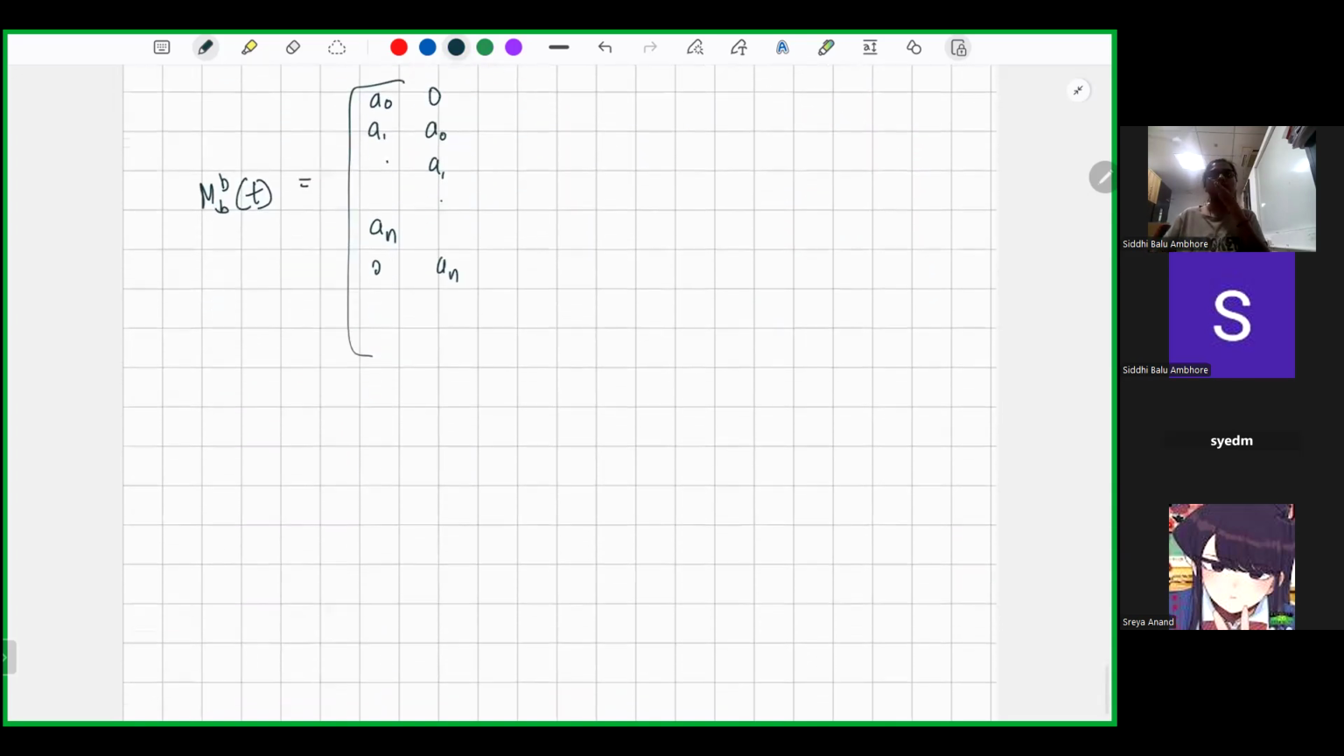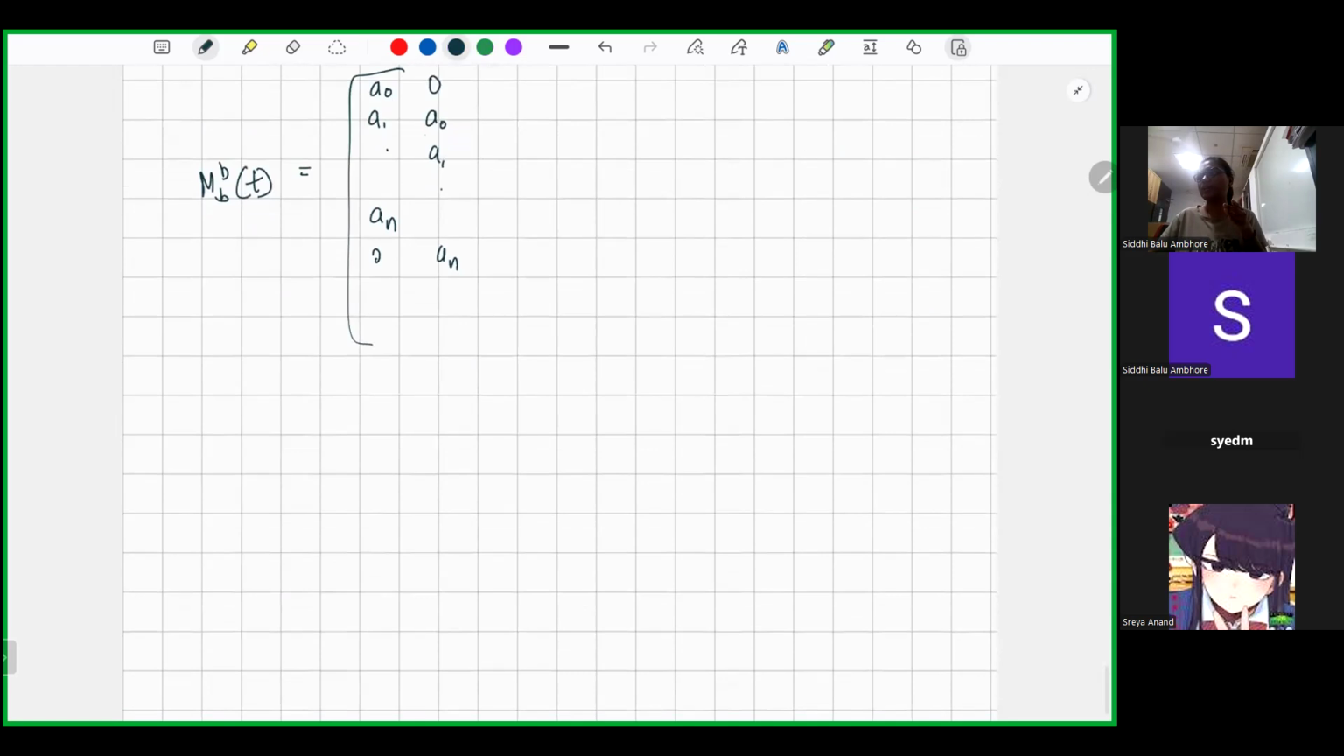Do you understand how it is? It is just a block of these: A naught here, A1 here, AN here, and the rest above and below are all zeros. Is that okay? How this matrix looks like here?